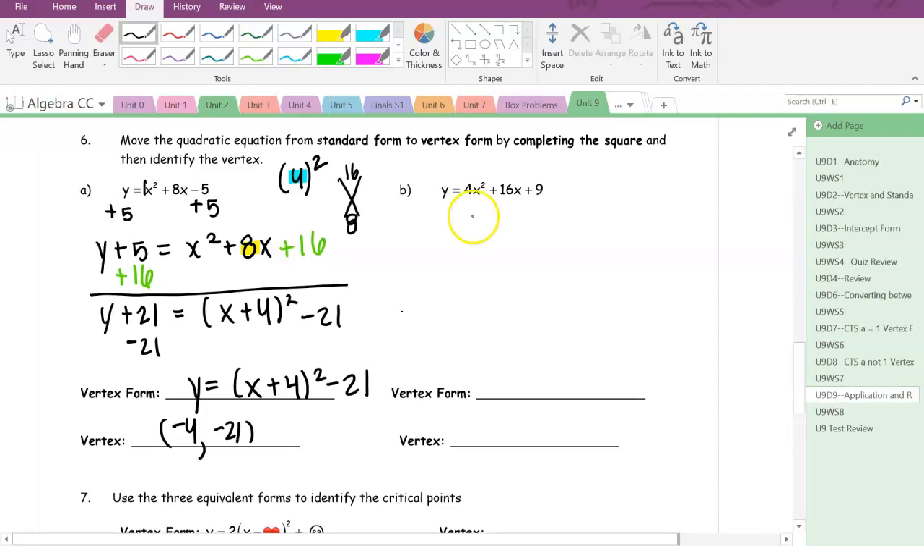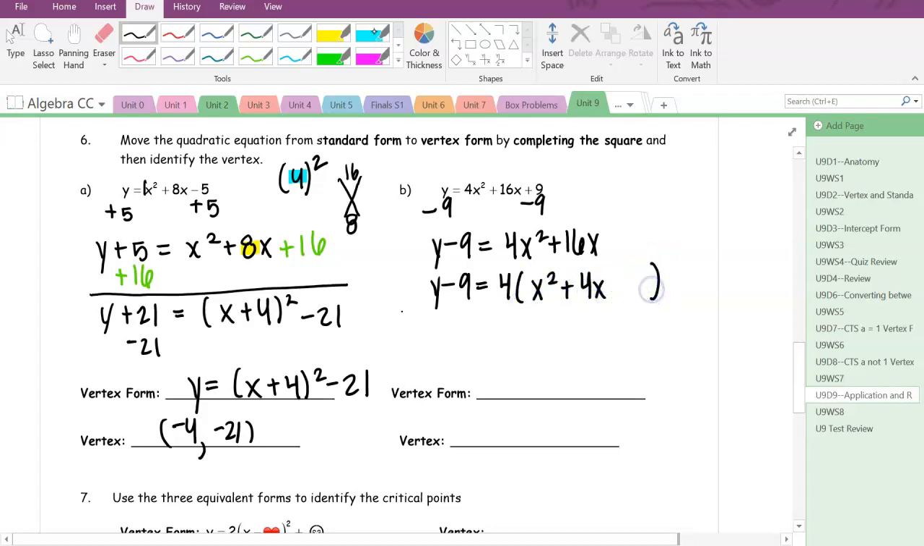All right, let's try the next one. Still going to move over that constant first. So I'm subtracting that 9 over. And if you want to combine these two steps, you can. But what we're going to do next is we're going to take out the 4. Okay, we are factoring it out. And now your new b value is 4. So that's what we're going to divide by 2. And that 2 is what we're squaring. And that gives us a plus 4.